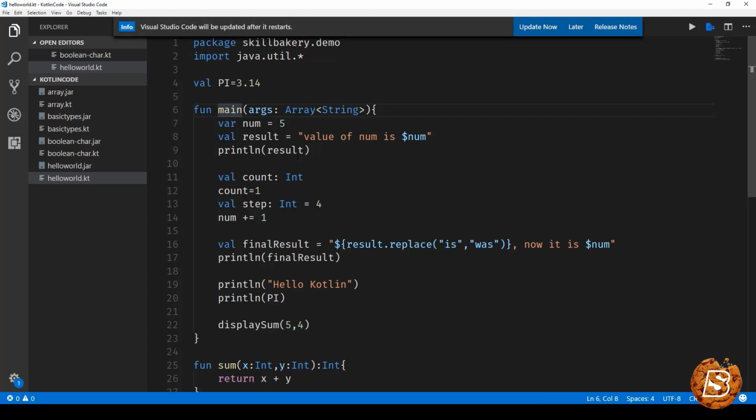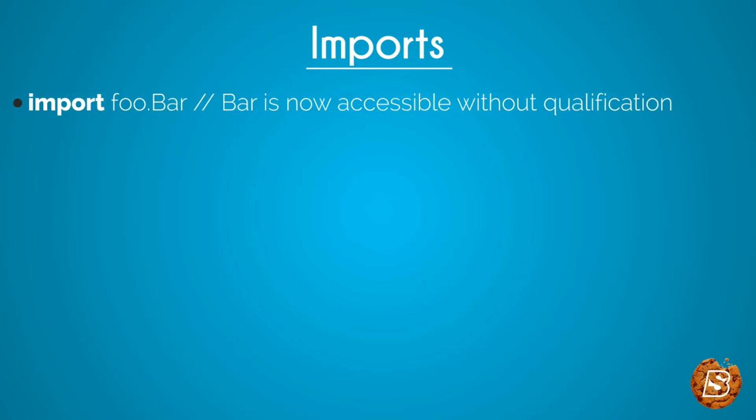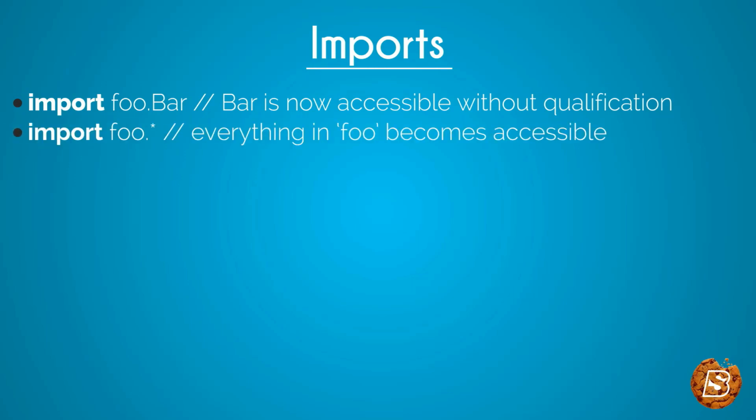Now coming on to imports, as we have over here, import java.util. So when we say import foo.bar, bar will now be accessible without any qualification. Similarly, if you just want to include everything that the foo package has to offer, we can simply say import foo.*. So everything in foo becomes accessible.